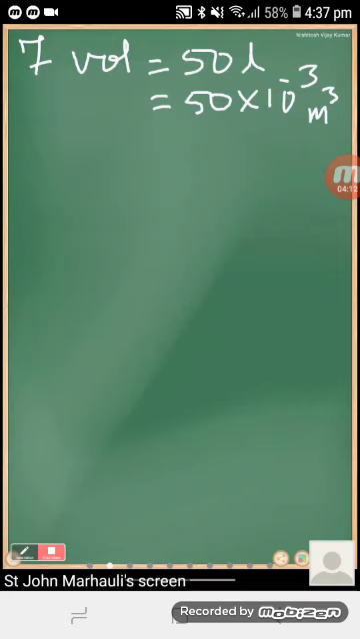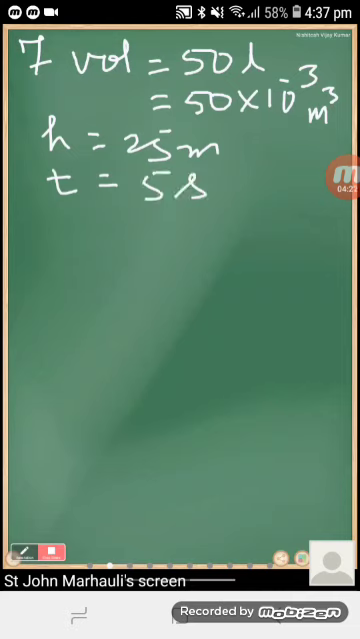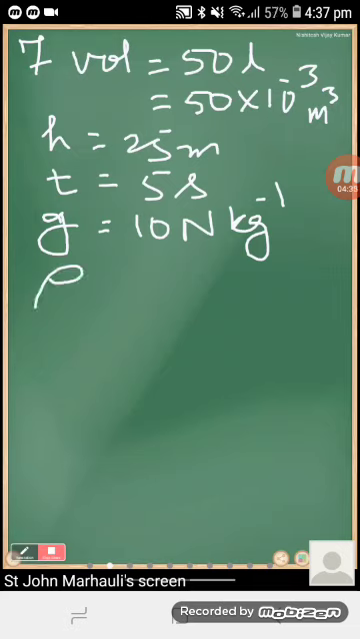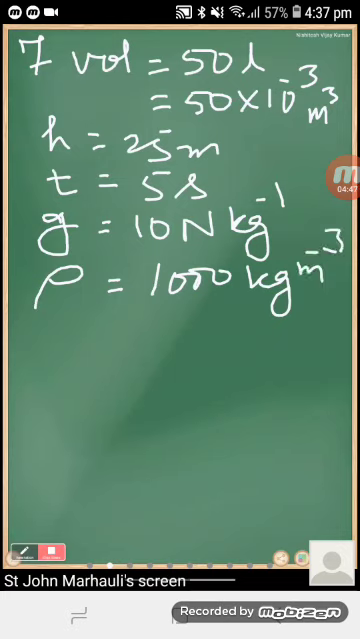Height is given as 25 meter and time is given as 5 seconds. The first part, it also gives you the value of g as 10 Newton per kg, and the density of water, that is rho, that is equivalent to 1000 kilogram per meter cube. Now if you see the unit of density, you find that it is in meter cube, and therefore the volume should also be in meter cube. So that is the reason why I have converted it into meter cube.